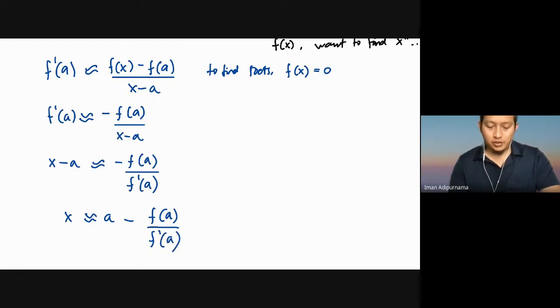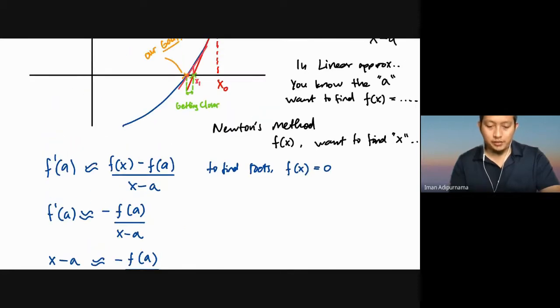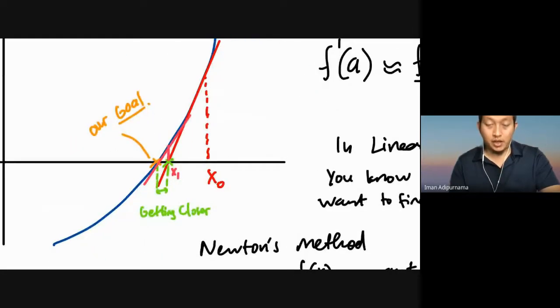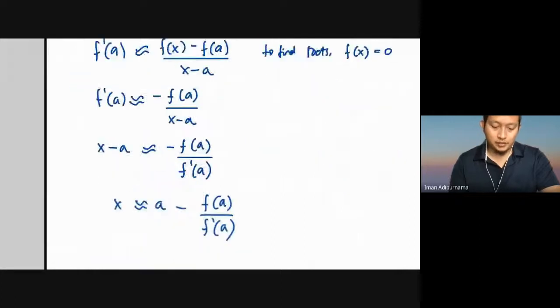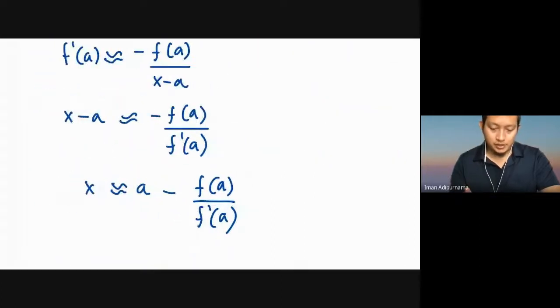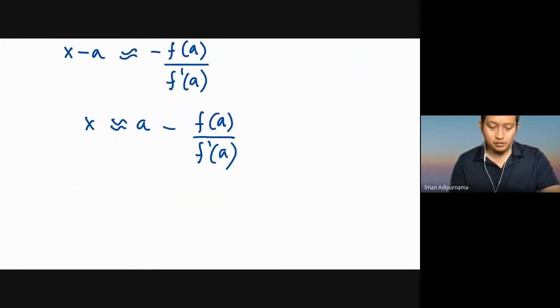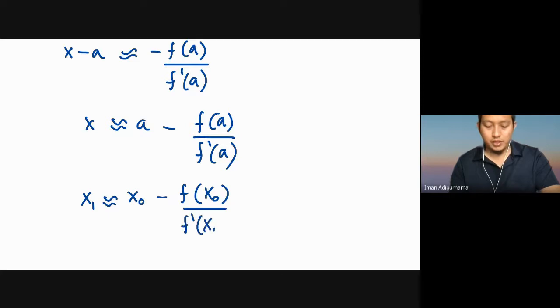And how we are going to deal with this on the graph here. So our x0 is actually our a. So let me change all to x0. So let's say x1, okay. This is x0 minus f of x0 over f prime x0.